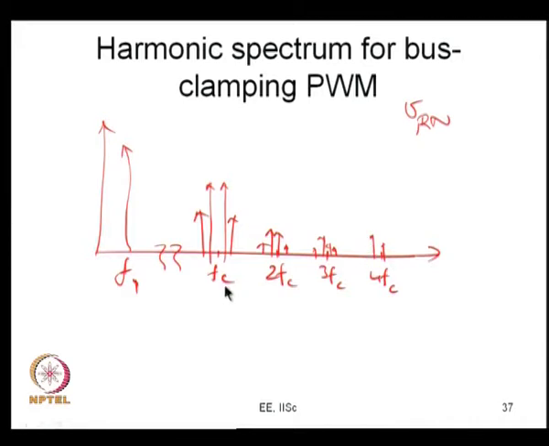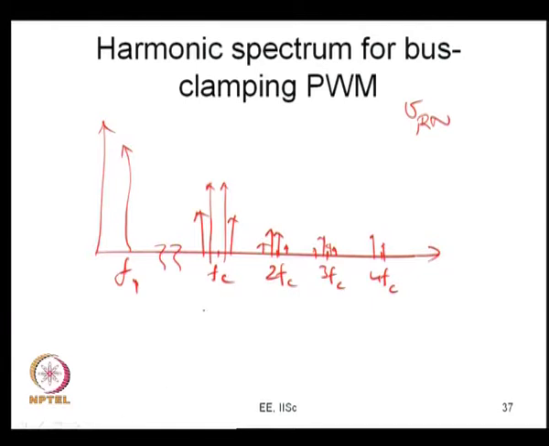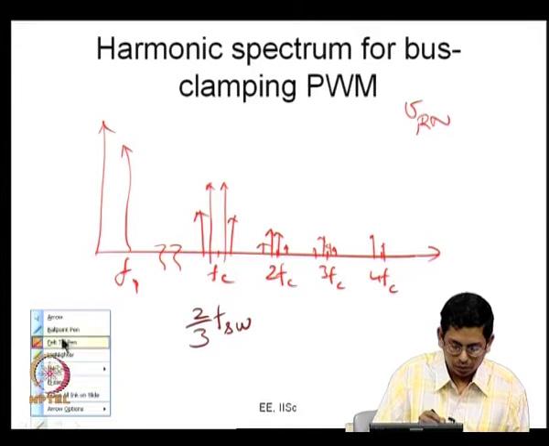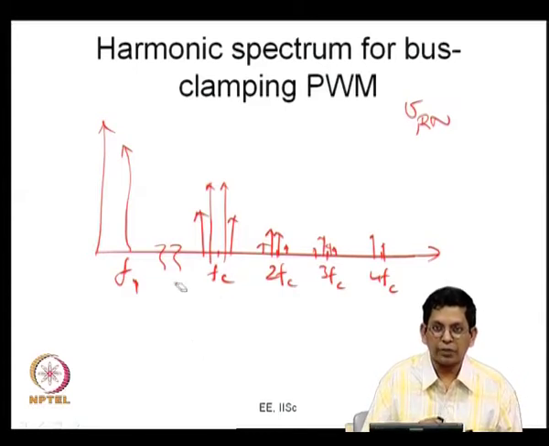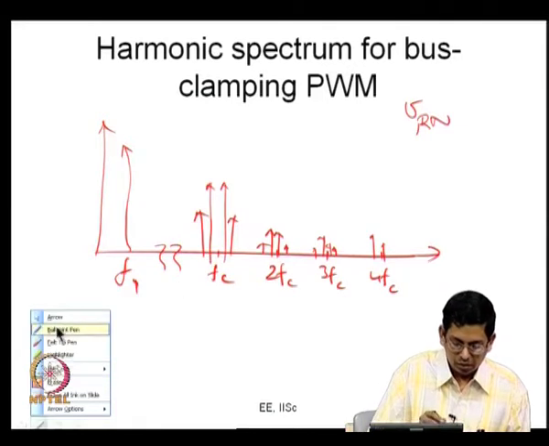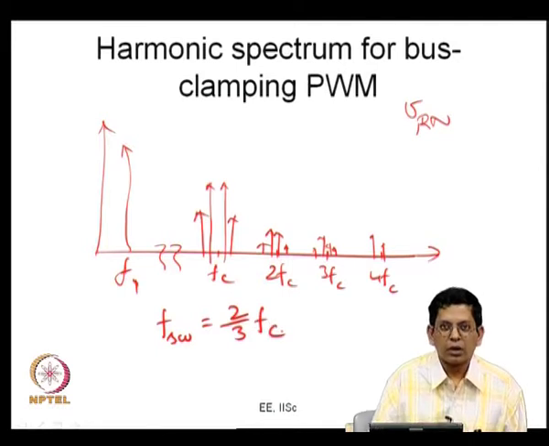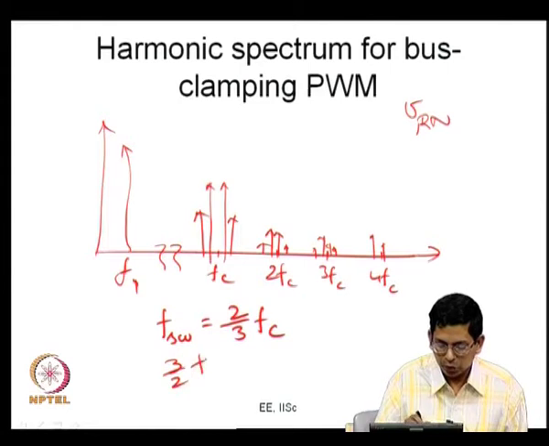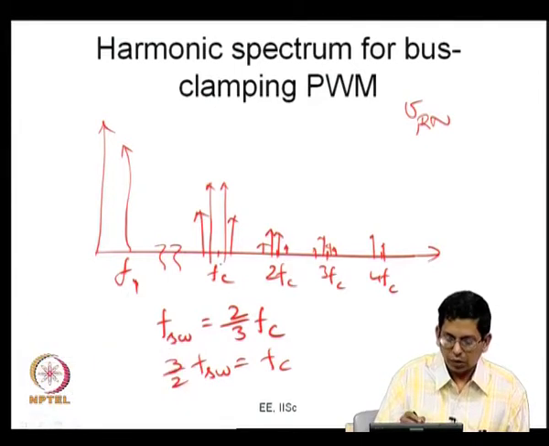When you looked at the similar thing for the carrier in sine triangle PWM, Fc itself was equal to the switching frequency. In this case, it is 3/2 times the switching frequency. That is, if you switch at Fc, the carrier frequency, it is not always switching. What is my switching frequency? My switching frequency Fsw is 2/3 times the carrier frequency, or the carrier frequency is equal to 3/2 times Fsw. So this is Fc, or 3/2 times the switching frequency.